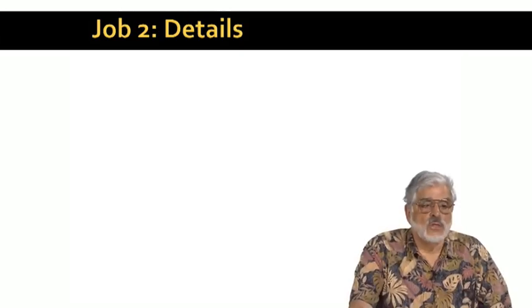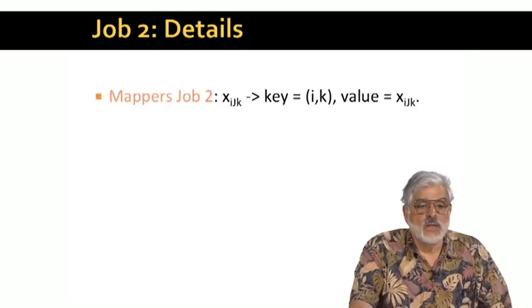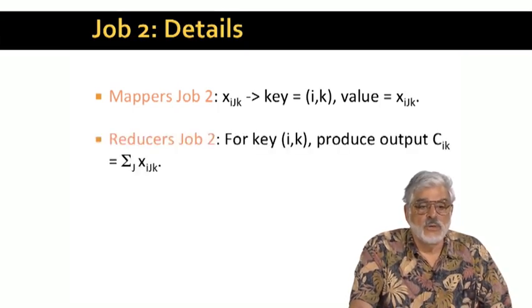And job 2 is really simple. The mappers take each x_ijk and turn it into one key-value pair. The key is (i,k), the index of the output element that x_ijk contributes to, and the value is x_ijk itself. And what do the reducers do? The reducer for (i,k) simply sums all the associated values. These are the contributions to the output element C_ik.